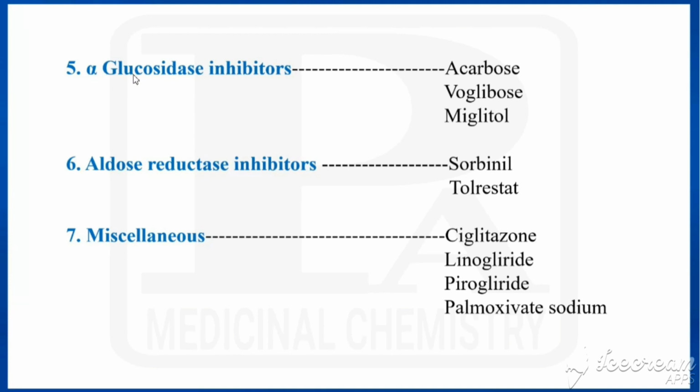Fifth is alpha glucosidase inhibitors. Examples are acarbose, voglibose, miglitol. Then aldose reductase inhibitors. Examples are sorbinil, tolrestat. The last one is miscellaneous. Examples are ciglitazone, linogliride, pirogliride, palmoxirate sodium.